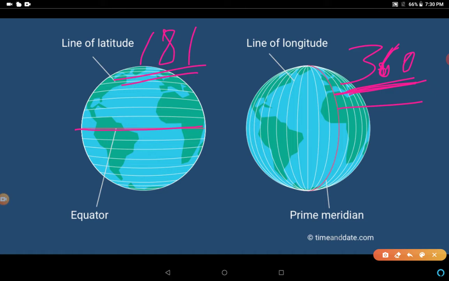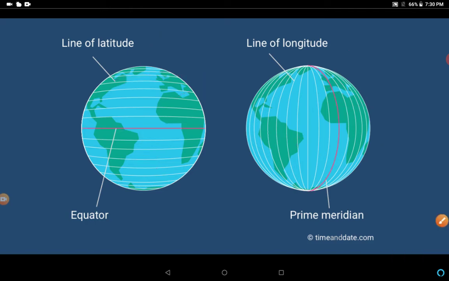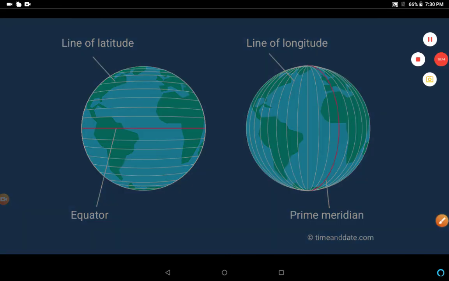If any place is located in this part, we will locate the degrees and label it as south. How many degrees south? And in this part, north. In the same way, 0 degree east, eastern, and to west, western. Clear? Getting my point? So this was about longitudes and latitudes.